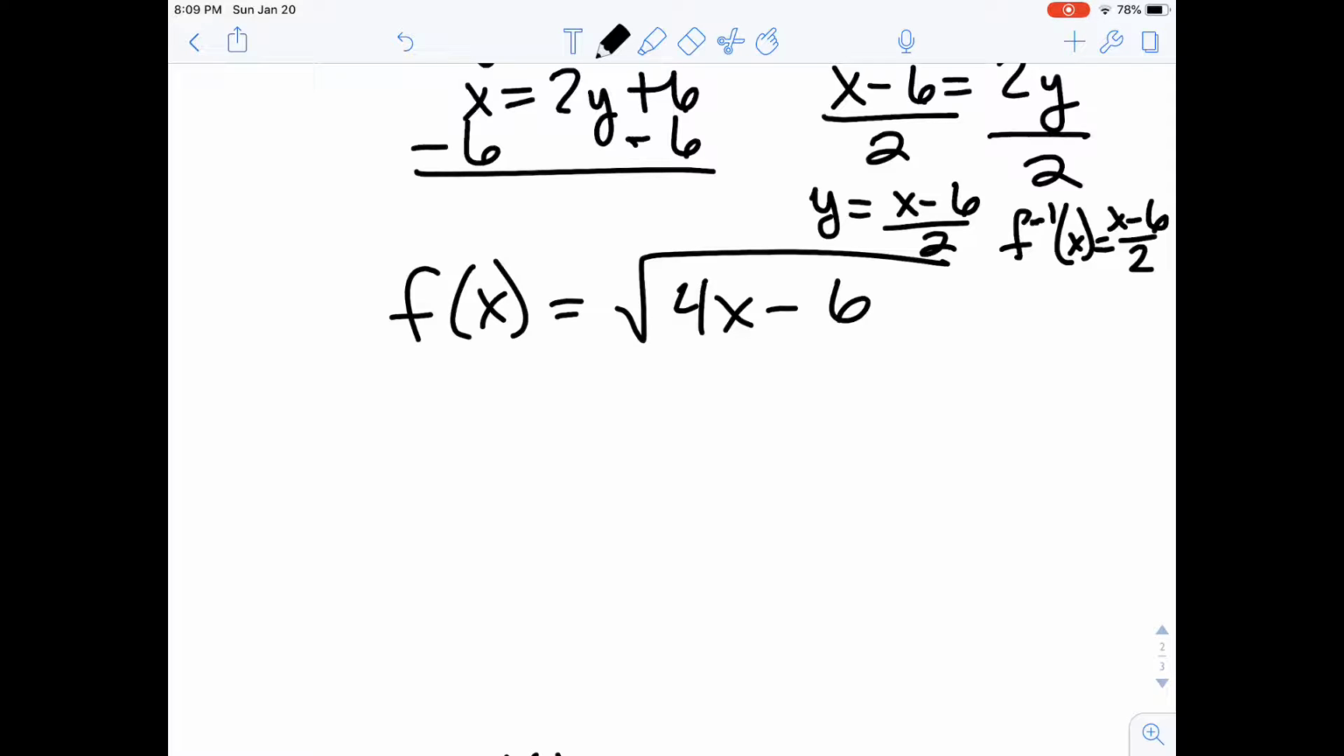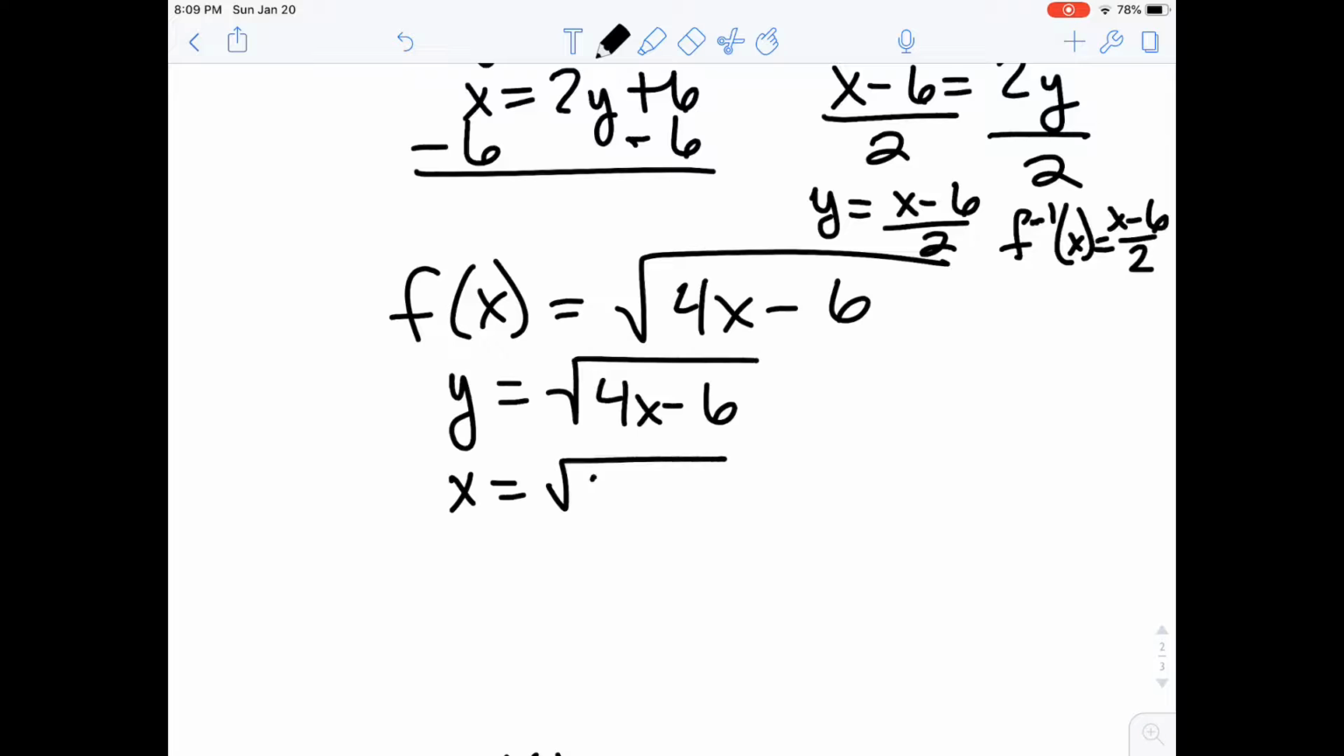Okay. Now, how do you do this for square root functions? Nothing new. So y equals the square root of 4x minus 6. Okay. Next step, interchange x and y. So x equals the square root of 4y minus 6. Now, how do you get rid of the square root? You square both sides. What you do to one, you do to the other.